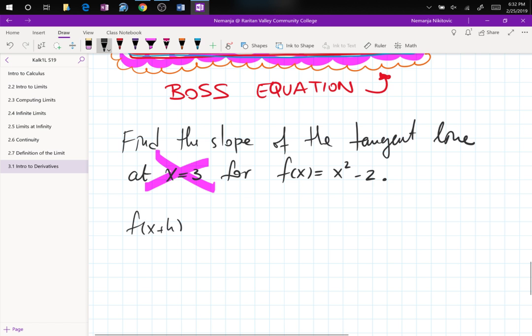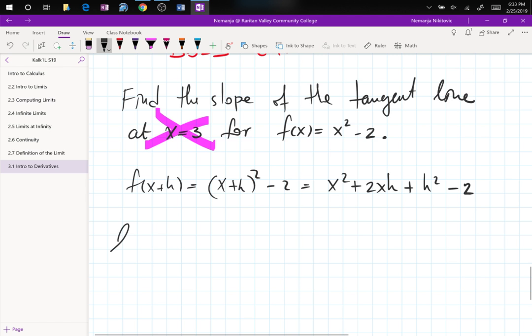So my f of x plus h is going to be x plus h squared minus 2. And that is x squared plus 2xh plus h squared minus 2. There's nothing you can simplify there. So what we do is we plug all of this into the limit, h goes to 0. You know what, I'm going to write the formula first. f of x plus h minus f of x divided by h.